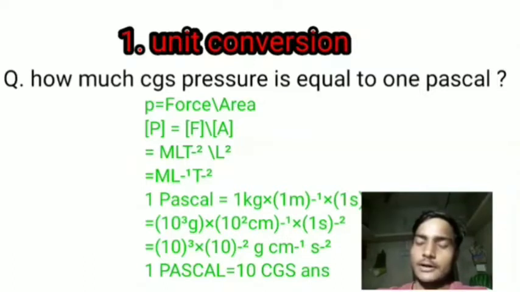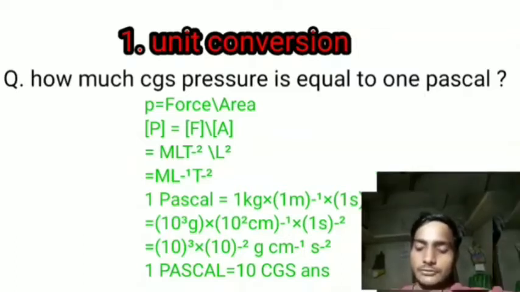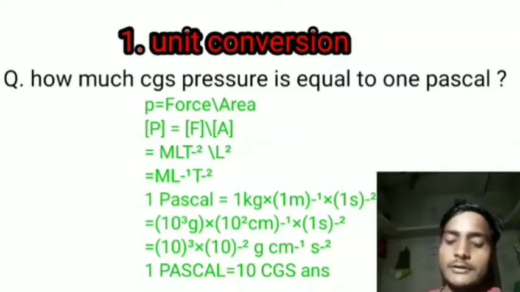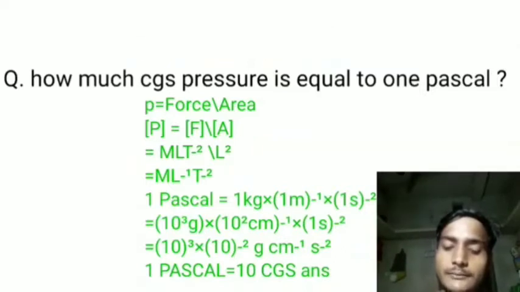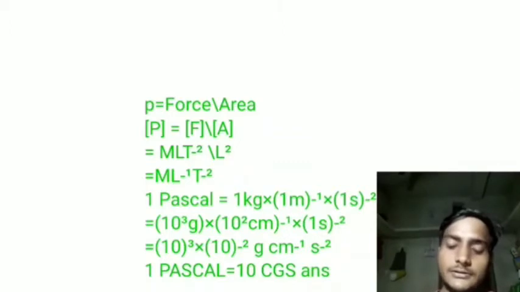Then we can write 1 Pascal equals 1 kg into 1 meter^-1 into 1 second^-2. Now we can write 1 kg equals 10^3 gram and 1 meter is equal to 10^2 centimeter. Then after we calculate, we get 1 Pascal equals 10 CGS.